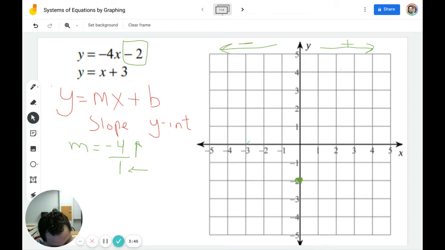So we have a point here. And we can connect these. It's going to look something like this.